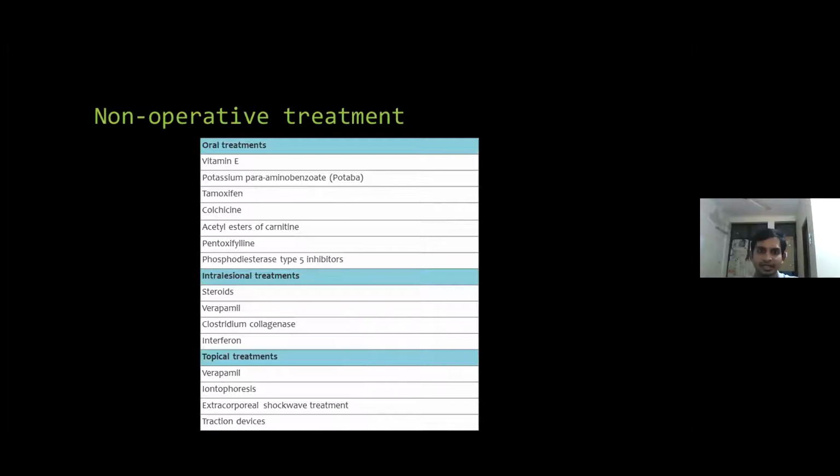But intralesional treatment, mainly verapamil and Clostridium collagenase injection into the lesion, can have benefit in reducing penile curvature and improving penile length. Topical treatment, mainly a traction device and a vacuum device, have benefit in improving penile curvature. Extracorporeal shock wave treatment can be given only to manage the pain, but it does not improve penile curvature or shortening.